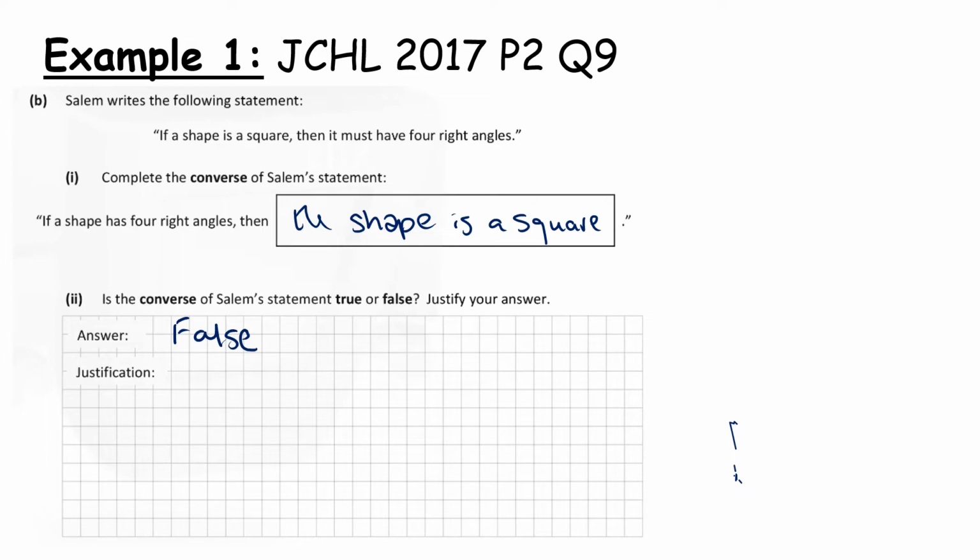As we work through our theorems, we're going to see that some theorems have a converse which is true and others do not. So just because it works one way does not mean that it will work the other way. So the justification is it could be a rectangle.